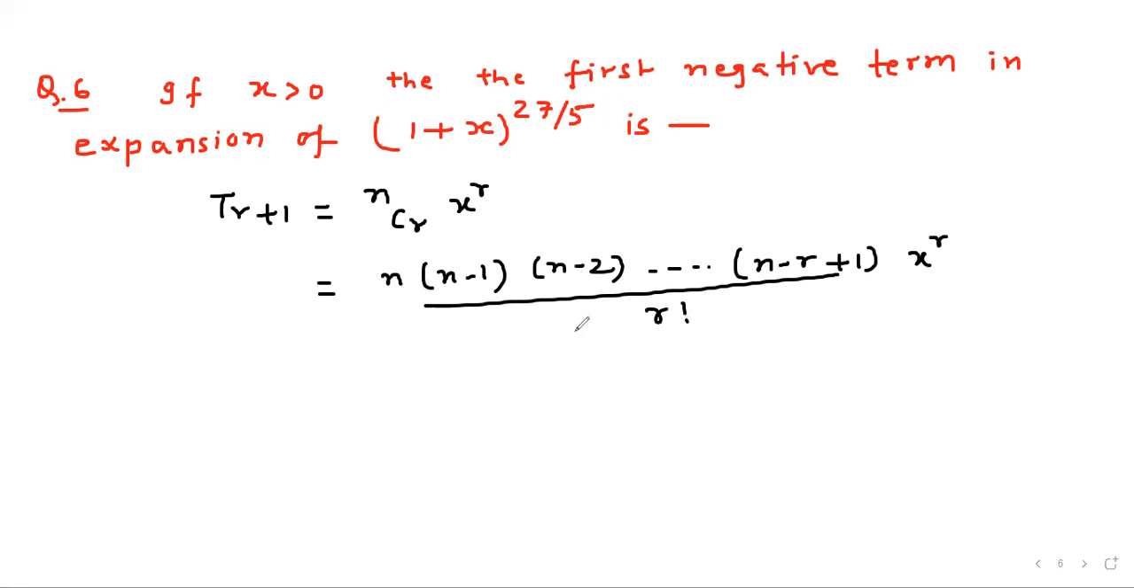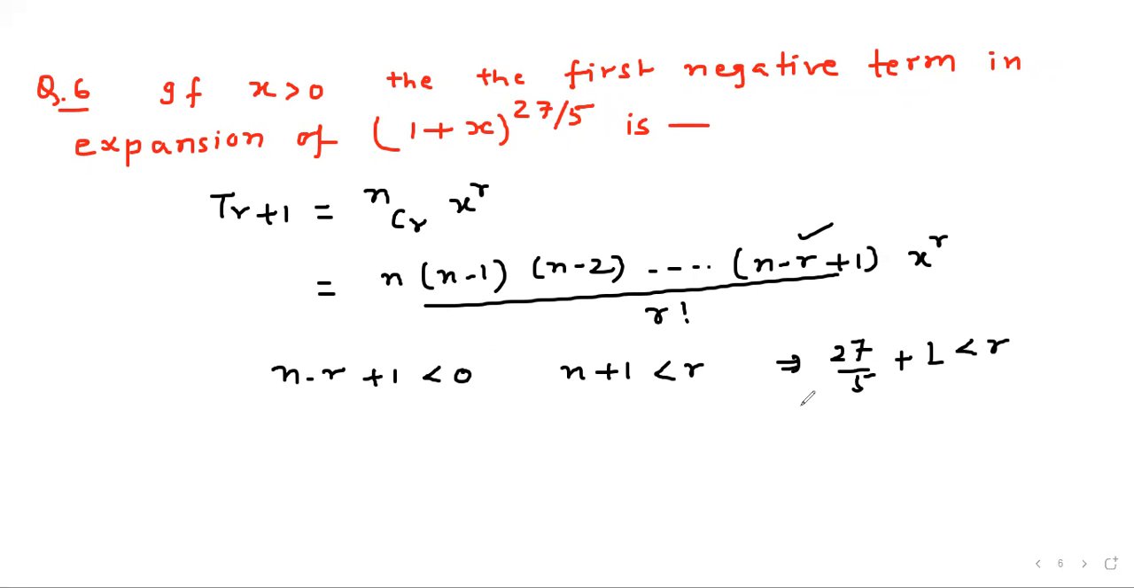Now, the question says first negative term. If this term becomes negative, then the whole thing will become negative. So the condition is n minus r plus 1 should be less than 0, or n plus 1 should be less than r. In our question, n equal to 27 by 5, so 27 by 5 plus 1 is less than r, which means 32 by 5 is less than r. So it means r must be 7.